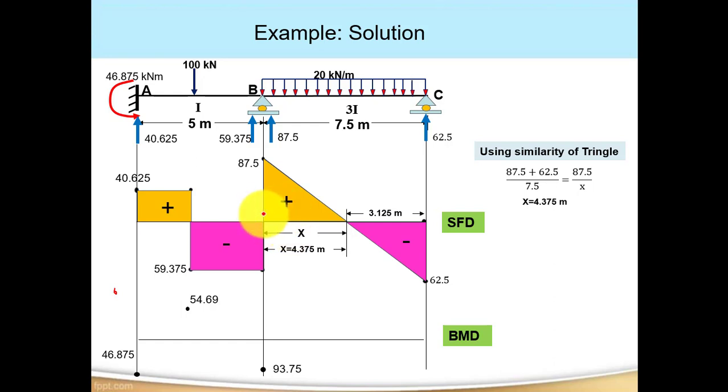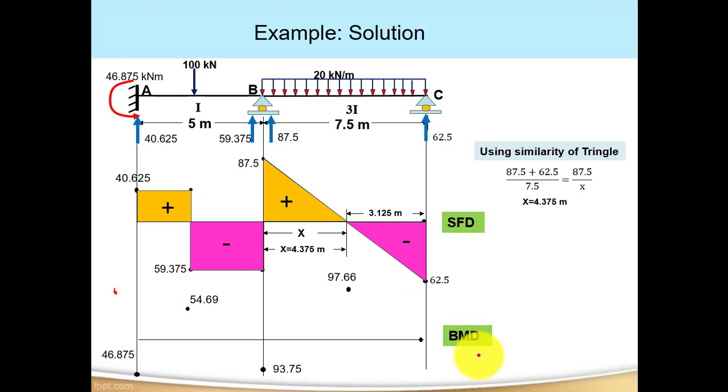Therefore, the area of this triangle equals 1 over 2 base times height, base x, which means 4.375 times height 87.5. Therefore, this is positive. Therefore, from negative 148.43 minus 93.75, this equals 97.66. Finally, the area of this is 1 over 2 base times height, base is 3.125, height 62.5.